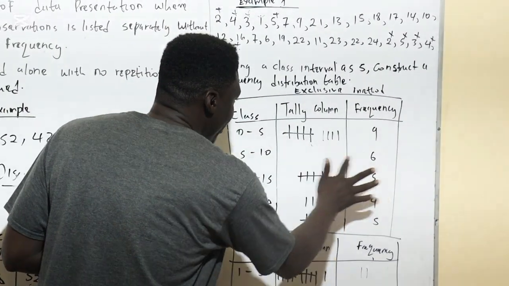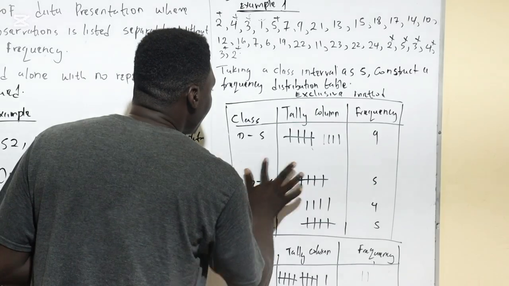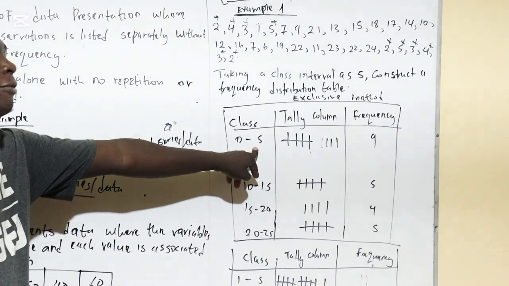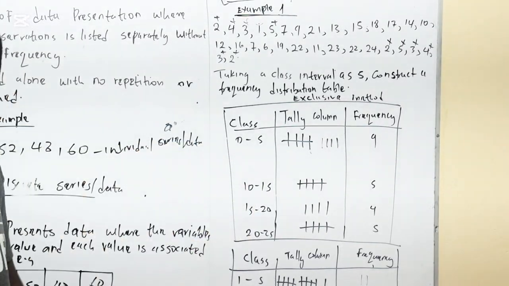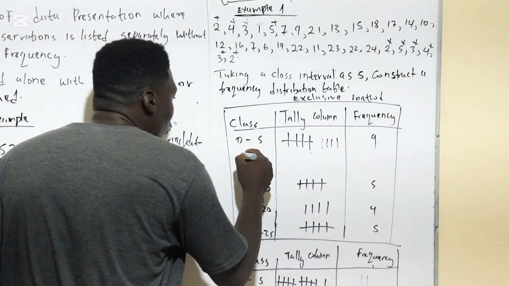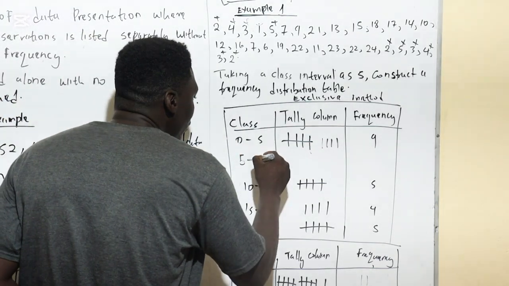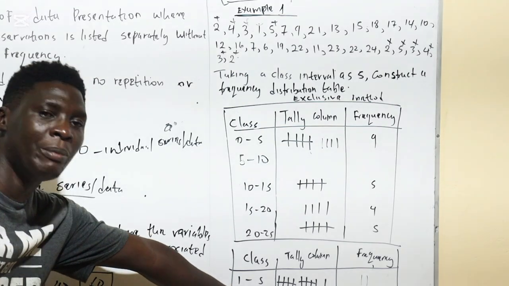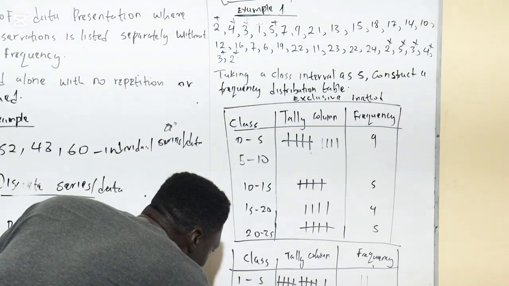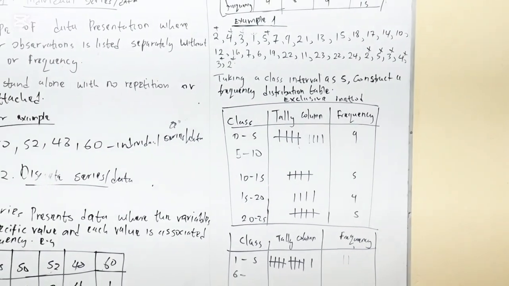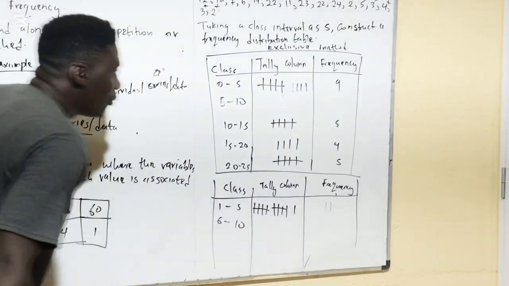Let me delete this also. With the exclusive, because we didn't count the value 5 when we were counting our values, we'll start the lower part with 5. Now it will be 5 to 10. But with the inclusive, we are not going to start with 5. We are going to start with the next value after 5, that will be 6. So that will be 6, 7, 8, 9, 10. So that will be 6 to 10. Now get the difference here.